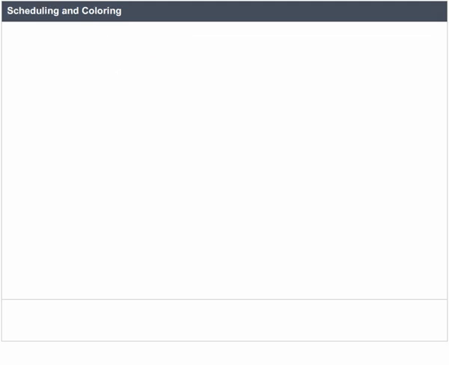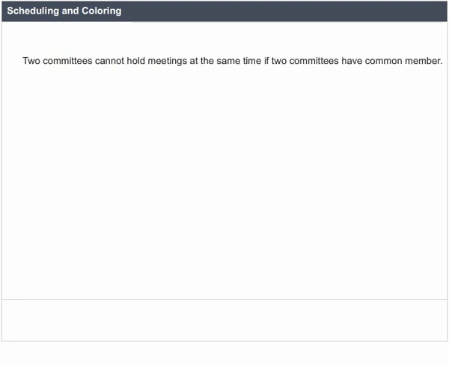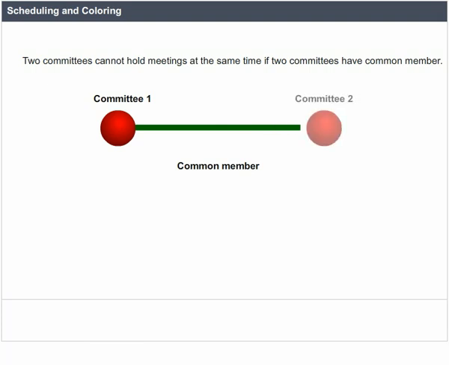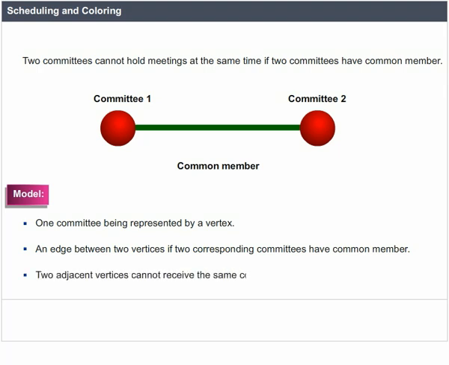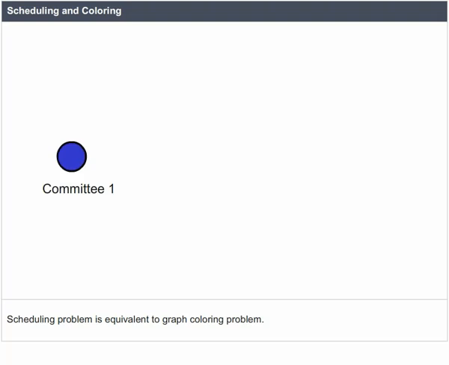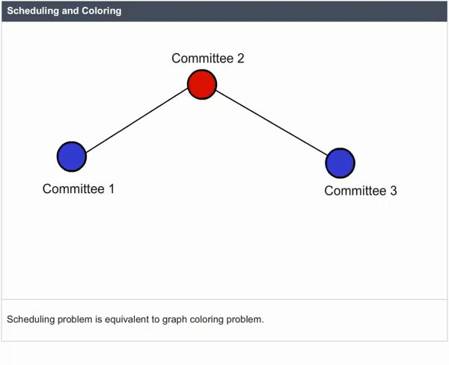Scheduling and coloring. Two committees cannot hold meetings at the same time if the two committees have common members. Model: one committee is represented by a vertex. An edge between two vertices if the two corresponding committees have common members. Two adjacent vertices cannot receive the same color. The scheduling problem is equivalent to the graph coloring problem.